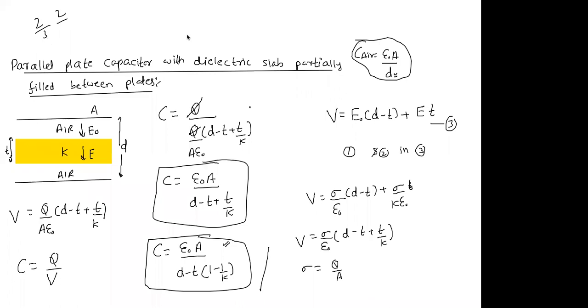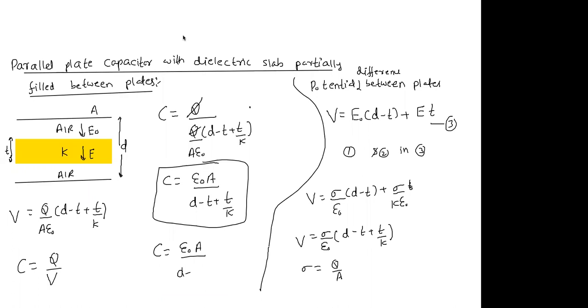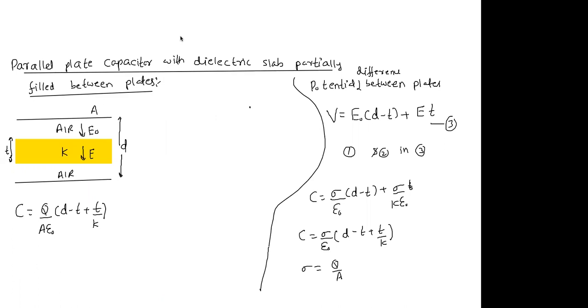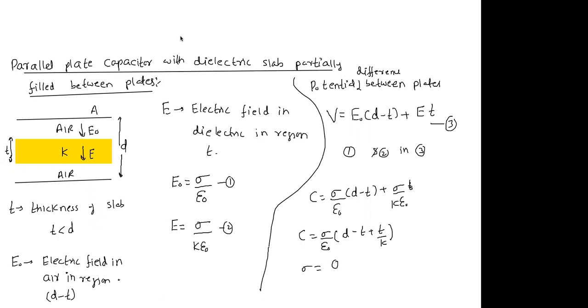The next is, instead of a dielectric slab, we can place a conducting slab here. See, what will happen if instead of a dielectric slab, I substitute a conducting slab? So instead of a dielectric slab, let's have a conducting slab.